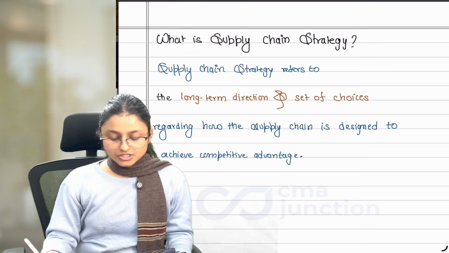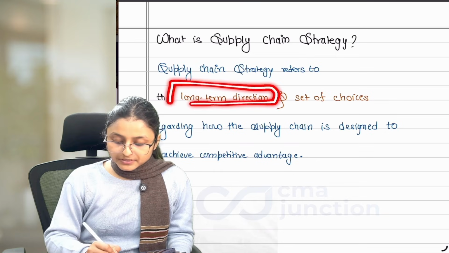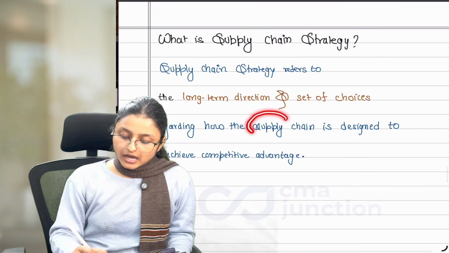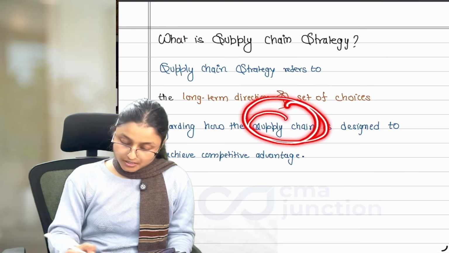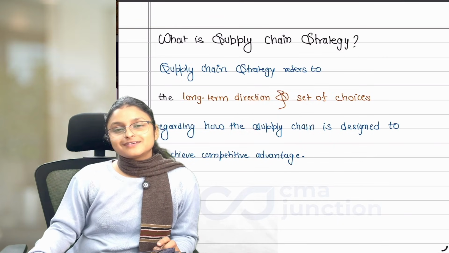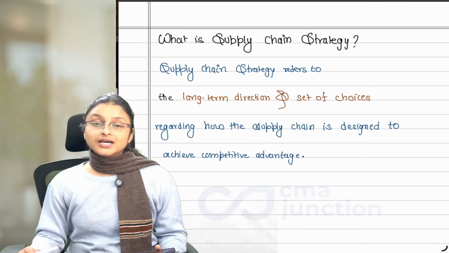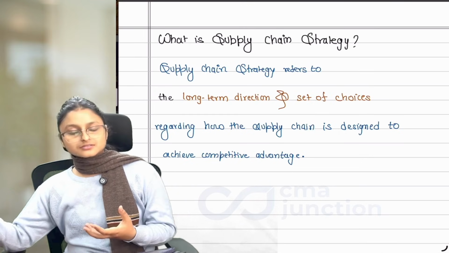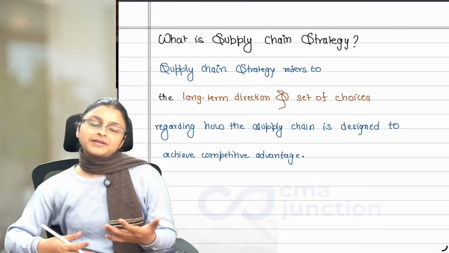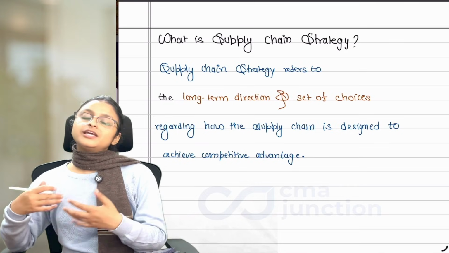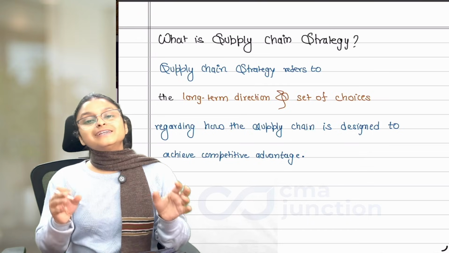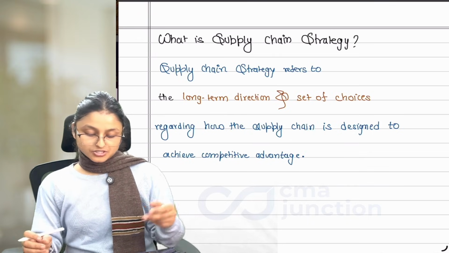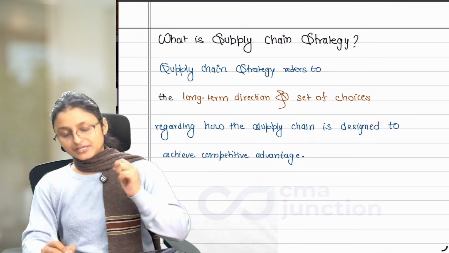What is supply chain strategy? It refers to the long-term direction and integrated set of choices regarding how the supply chain will be designed to achieve competitive advantage. Whenever we are making strategy, our main aim is to achieve competitive advantage and earn superior financial returns. So if you are making supply chain strategy, then also your main aim will be that only, that will make integrated set of choices to achieve competitive advantage and superior financial return with the help of supply chain.